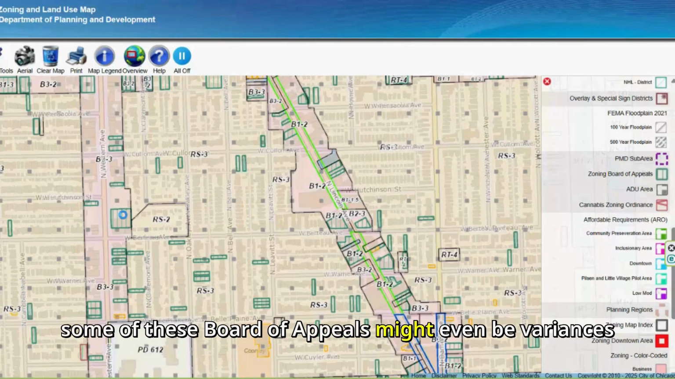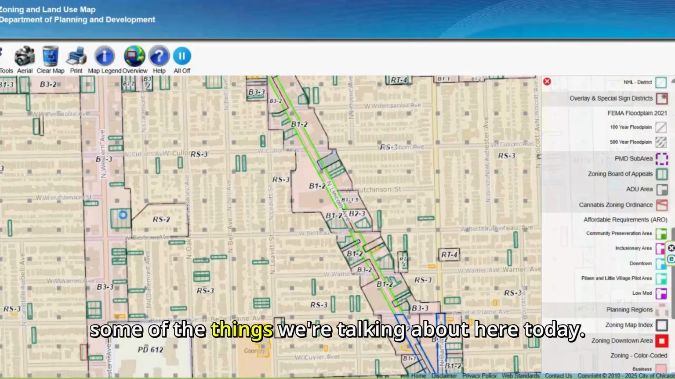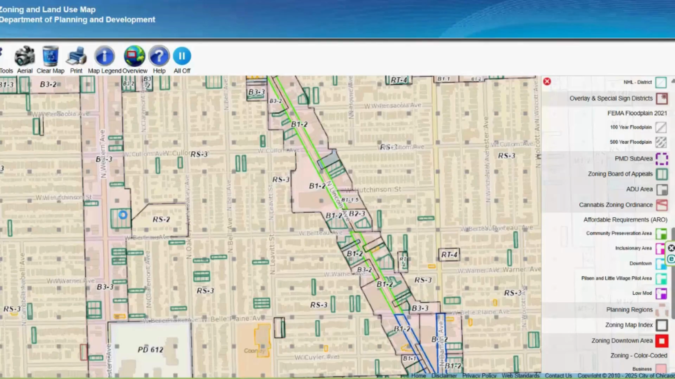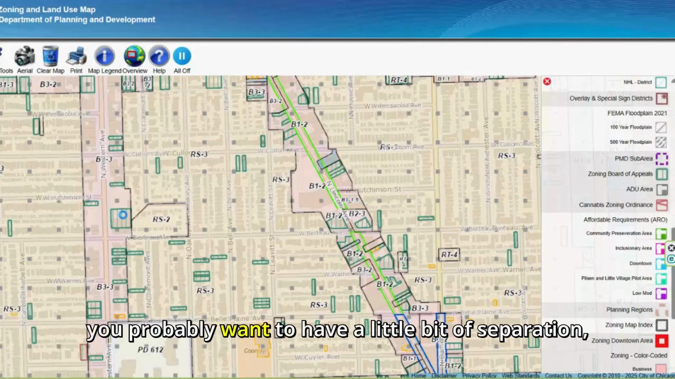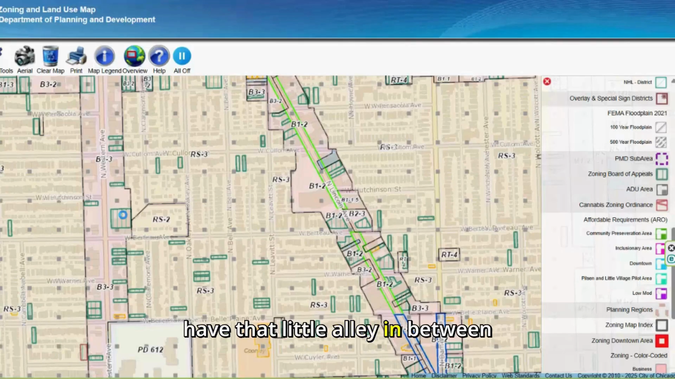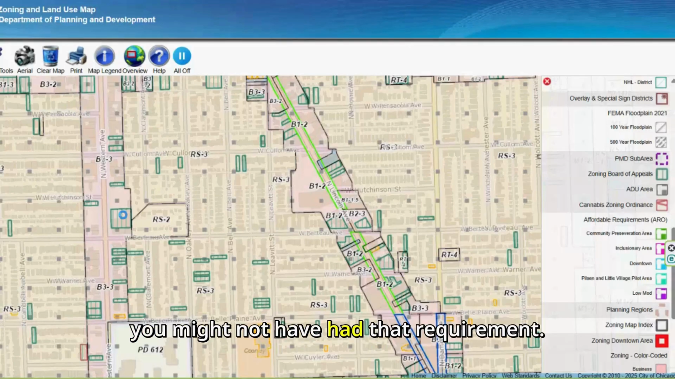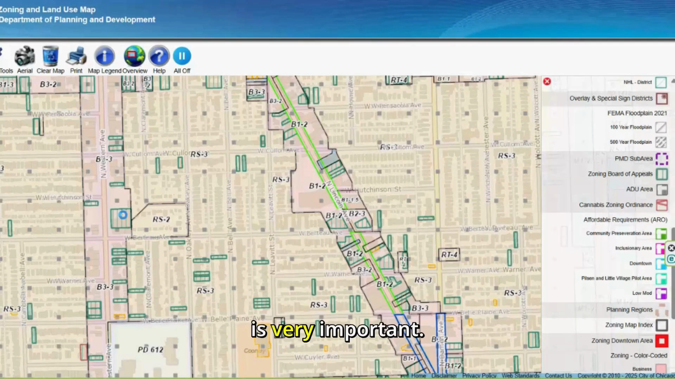And some of these Board of Appeals cases might even be variances for some of the things we're talking about here today. But the other thing to keep in mind is the setbacks and coverages. How much interior space, the floor area ratio, are you allowed to build on? I went to a property yesterday or 2 days ago where there was a fire and there were 4 buildings, all of them connected, and all 4 buildings blew up in flames. Nowadays, you probably want to have a little bit of separation, that little alley in between. However, 50 years ago, 70 years ago, you might not have had that requirement. So understanding that is very important.